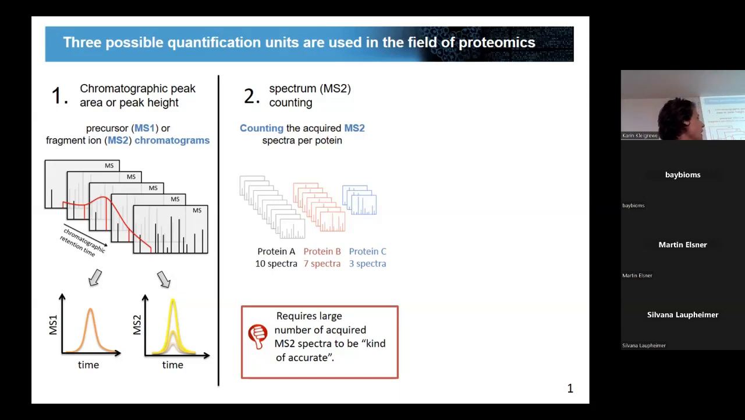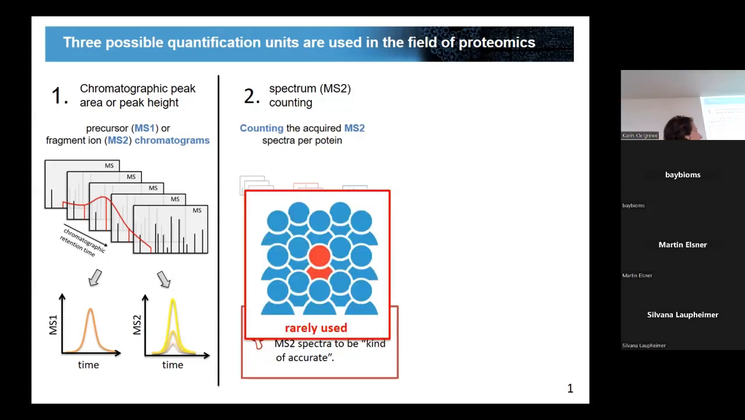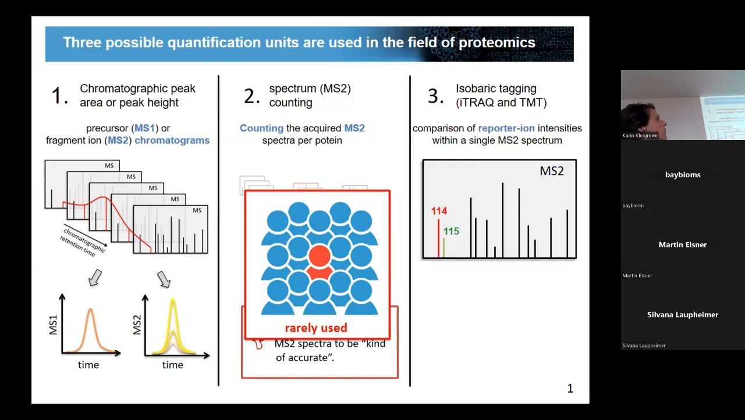However, you can imagine when you do not acquire a very large number of spectra, spectrum counting very quickly is limited in its accuracy. So if you just acquire a single spectrum for a protein, that's not a very good quantification level. So in reality, I think spectrum counting is rarely used in the proteomics field. There are some specific applications that still rely on it, but people usually favor chromatography-based quantification, or they favor what is called isobaric. And this is now the 3rd quantification unit that we will talk about in the next slide. So what's isobaric tagging?